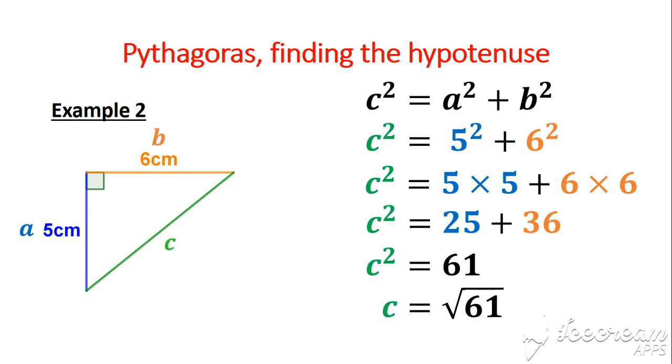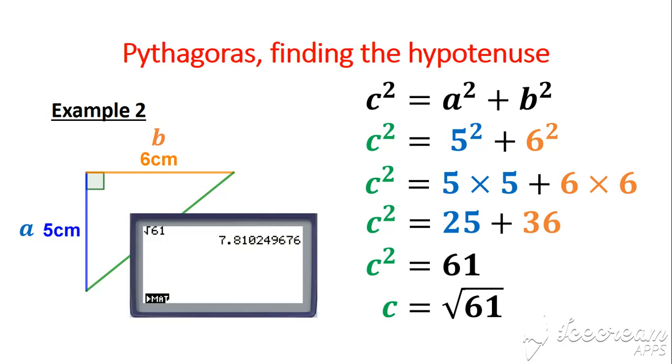Now remember, we're going to undo that by taking the square root to get rid of the square. And we're going to square root 61. Well, this is not a nice easy number, so I'm going to use my calculator and go to the square root of 61, which is a yucky decimal. And we're going to round it to 2 decimal places, to 7.81 centimeters.